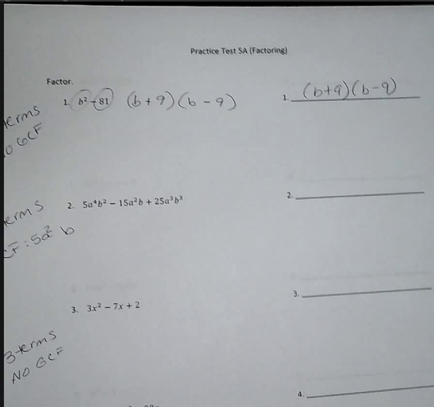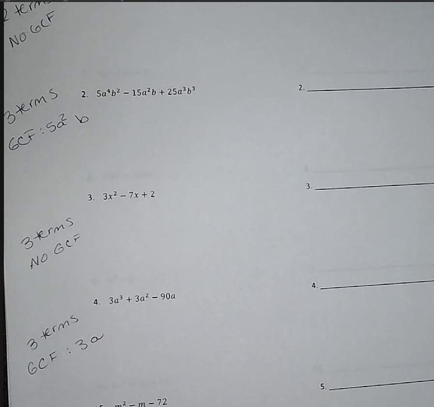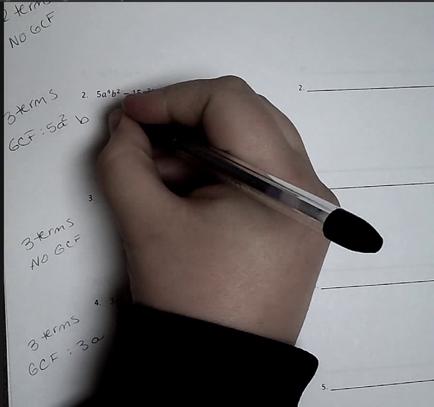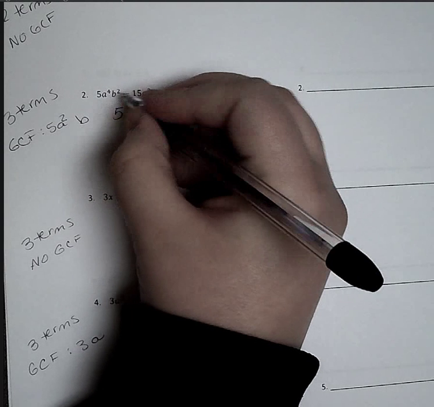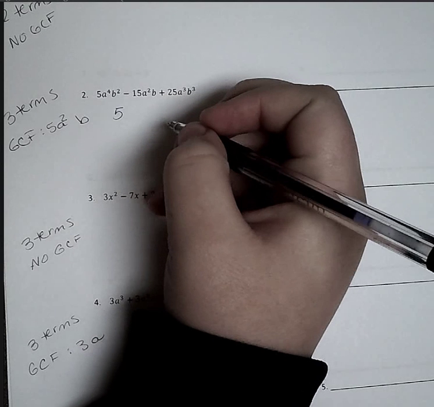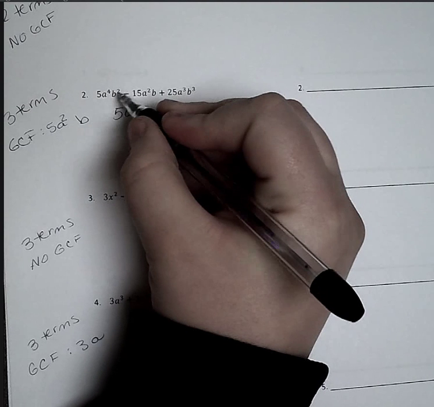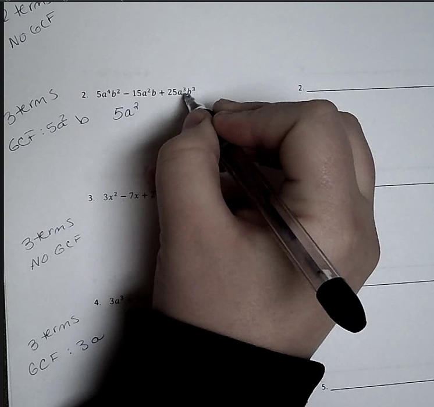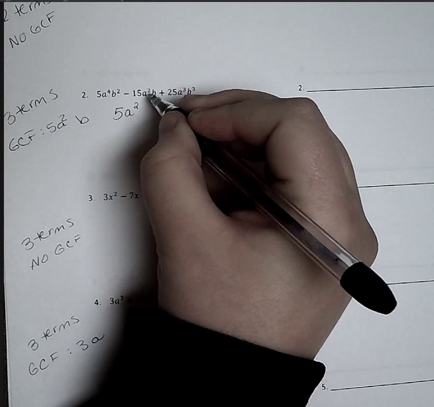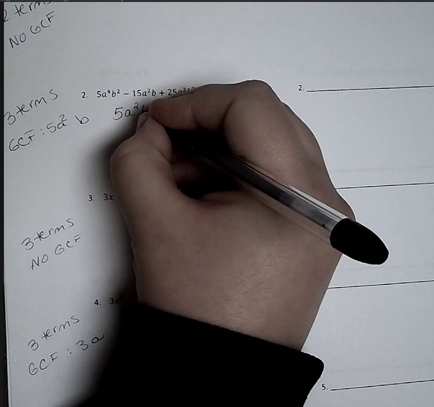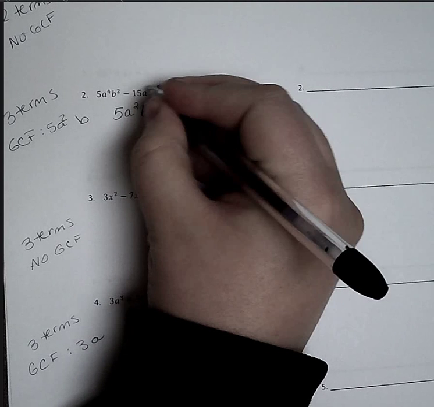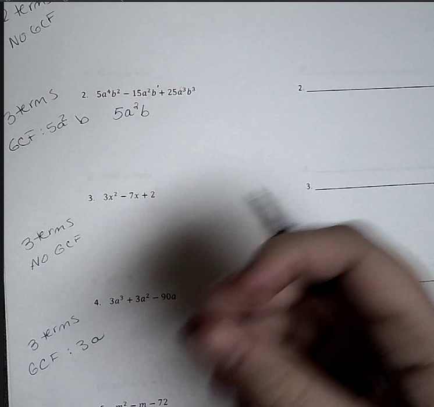On number 2, we have a greatest common factor of 5a squared b, and there are 3 terms. That means that this could potentially be the AC method, but first we have to take out the greatest common factor first. I knew that 5 was part of my GCF because 5, 15, and 25, 5 goes into all of those. I knew a squared was a part of my GCF because I can pull an a squared from everything. I couldn't have pulled an a to the 3 because this one doesn't have enough for 3. And then I pulled out a b because b to the first is smaller than all of those, so that's the most I can take out from everything.